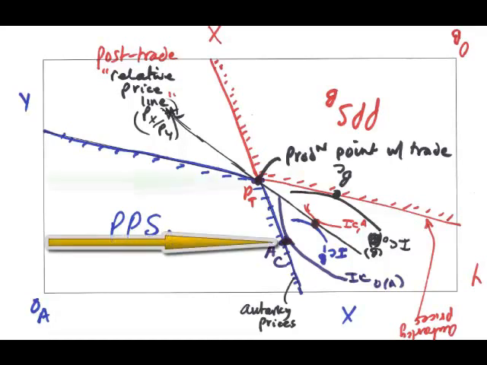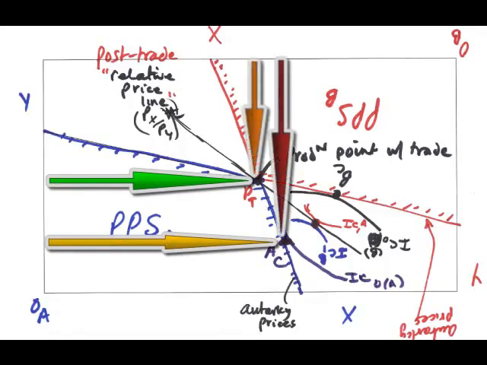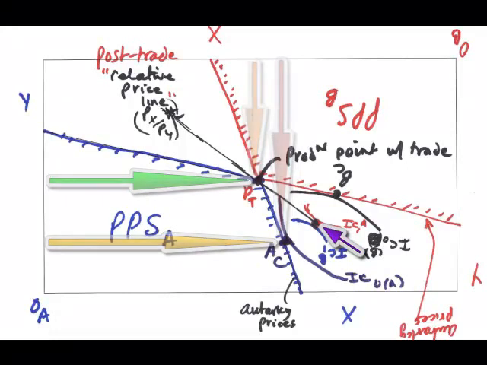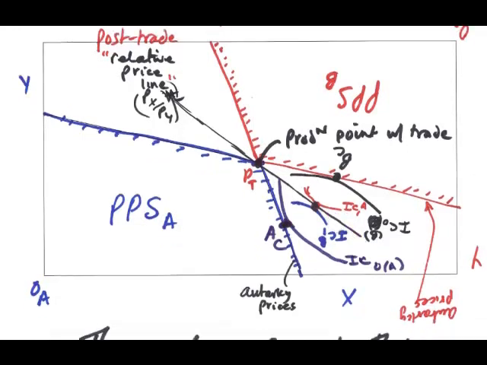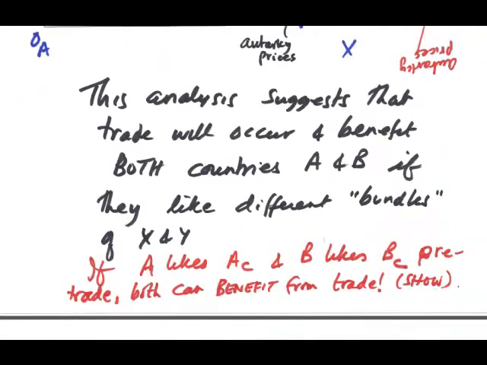from point AC to point PT, say, sell exports, purchase imports, and in the process move from AC to AC1. You can see then that AC1 contains more of good X and more of good Y than does AC. So that would say that there are gains to be had from international trade for both countries.